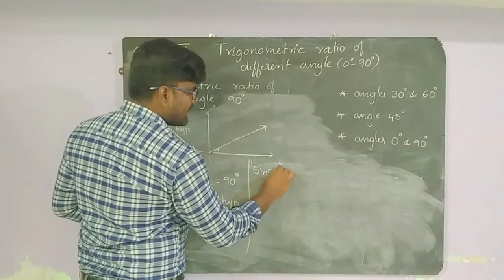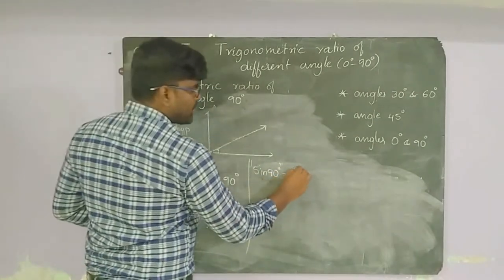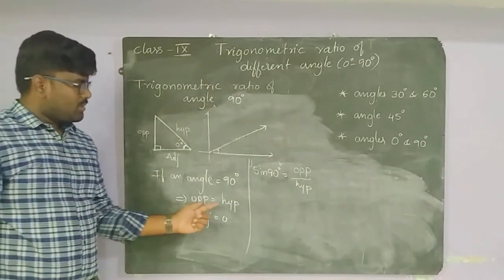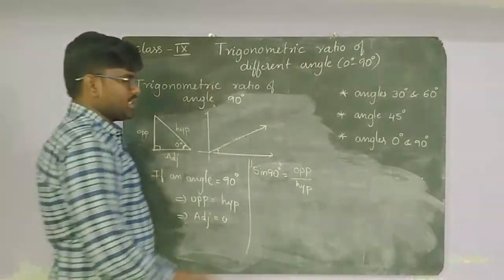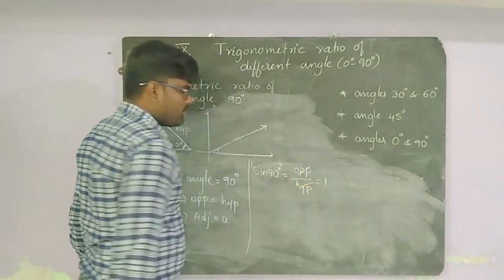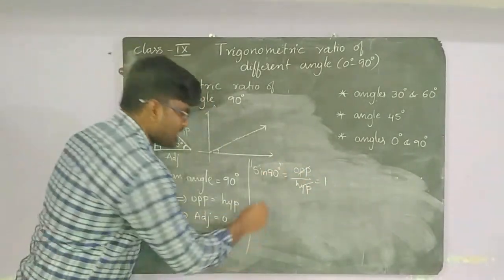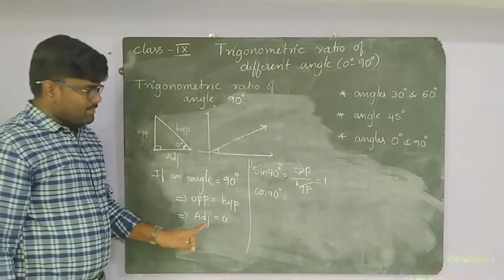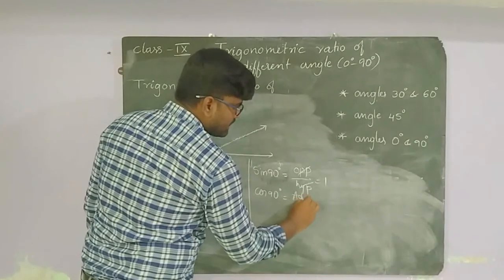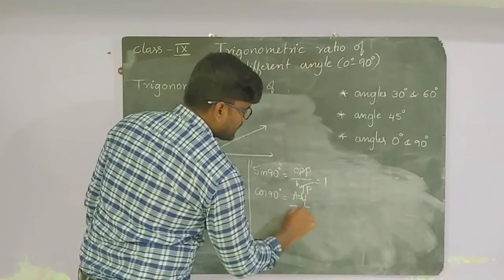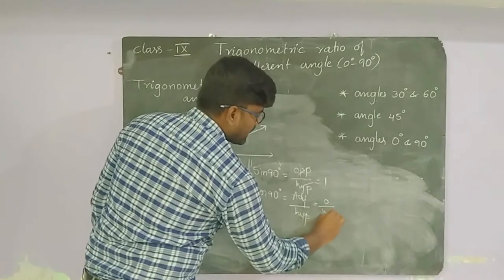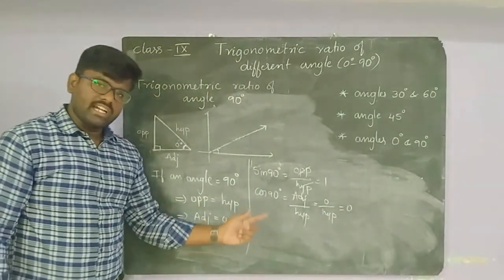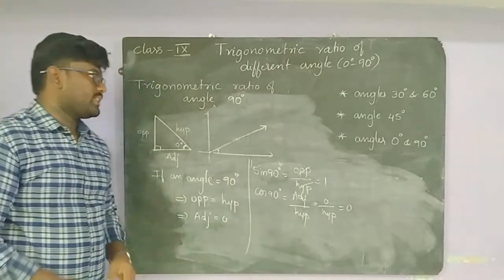Now in the same way, we want sine 90 degrees. What does sine 90 mean? Opposite by hypotenuse. Both are equal, so these two cancel, and we get 1. Sine 90 value is 1. In the same way, cos 90 means adjacent by hypotenuse. Adjacent is 0, so 0 by hypotenuse is 0. In the same way, tan 90, cot 90, secant 90 and cosecant 90.